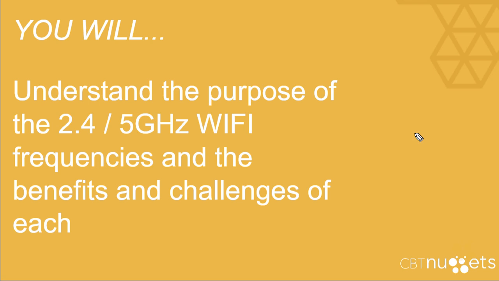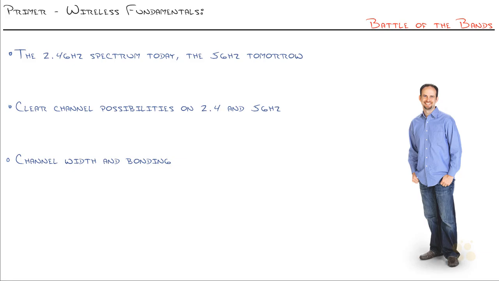So I mentioned at the beginning of this final primer nugget, you will understand the purpose of the 2.4 and 5 gigahertz Wi-Fi frequencies and the benefits and challenges of each. And now you have arrived. You have enough foundation knowledge that we're able to launch out into a customer location and start deploying Wi-Fi. We'll learn the rest of this, and there's still a lot to learn, don't worry. We'll learn it as we go.